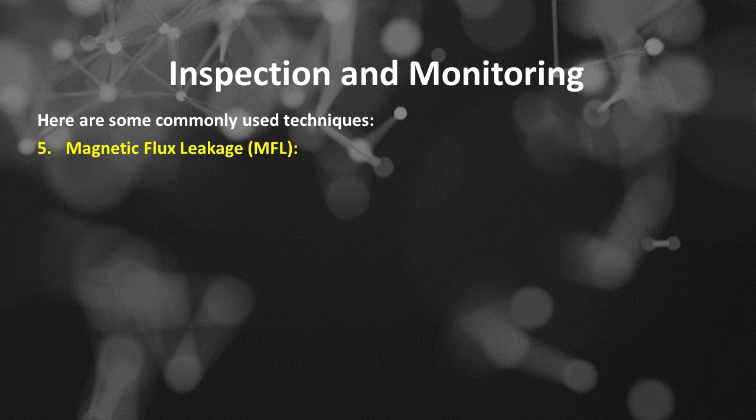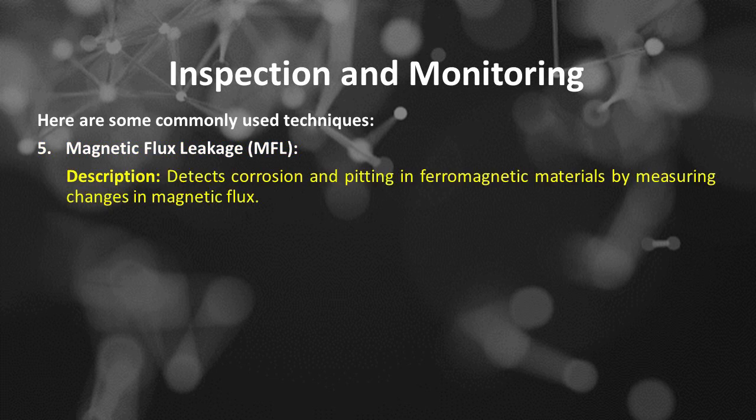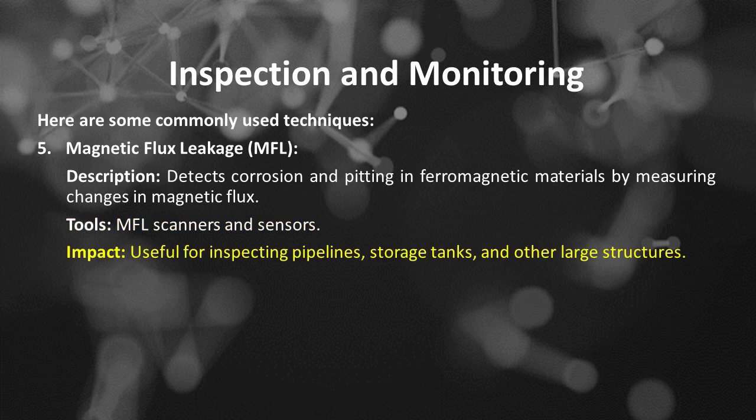Technique number 5 is magnetic flux leakage, or MFL. Magnetic flux leakage description. Detects corrosion and pitting in ferromagnetic materials by measuring changes in magnetic flux. Magnetic flux leakage tools: MFL scanners and sensors. Magnetic flux leakage impact: useful for inspecting pipelines, storage tanks, and other large structures.